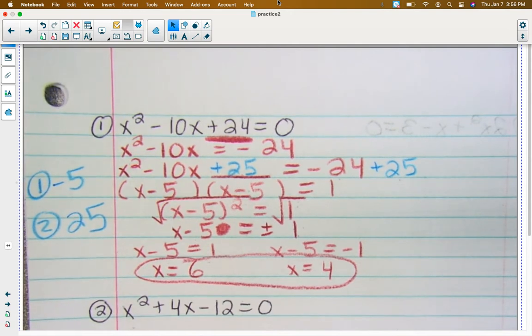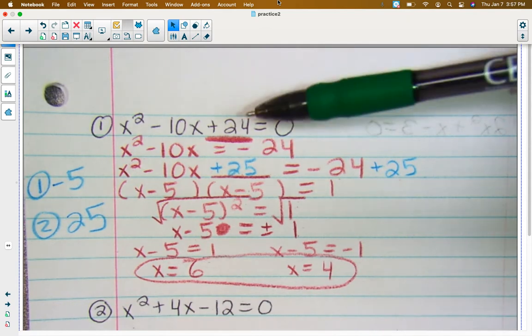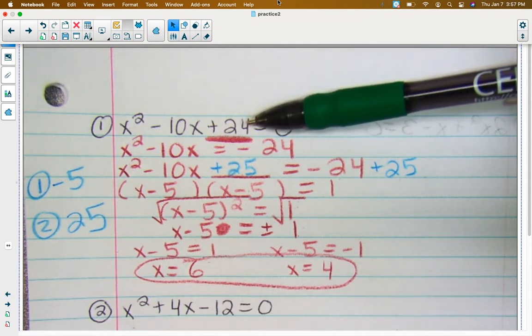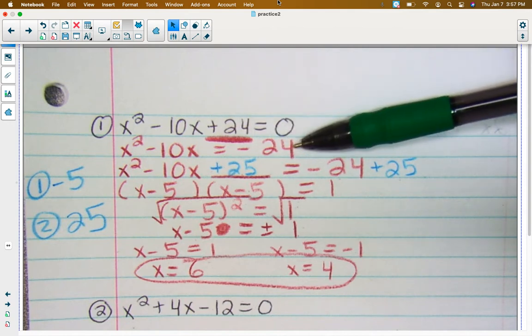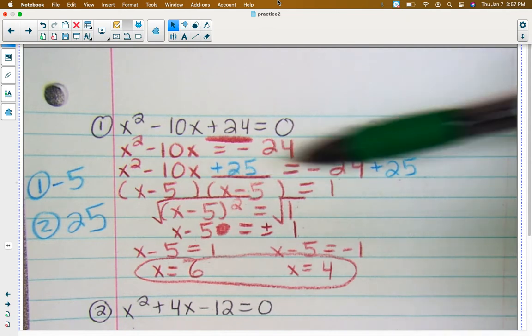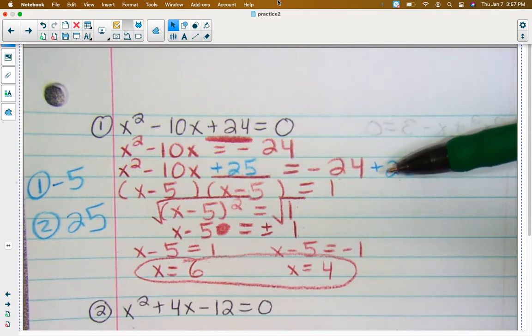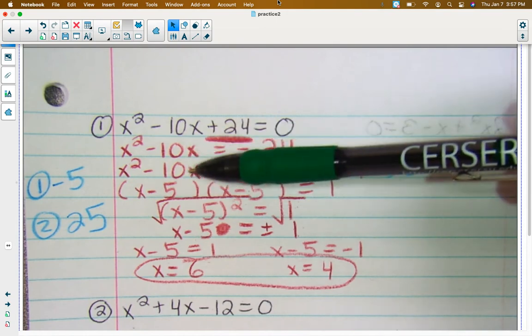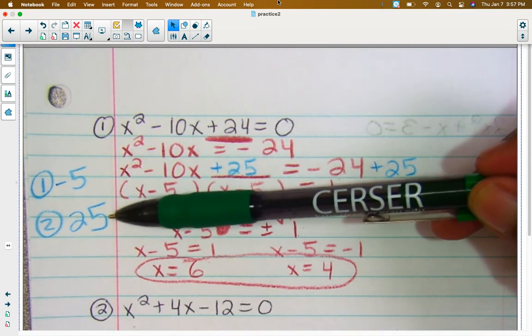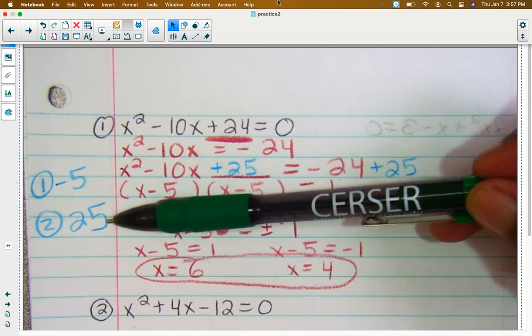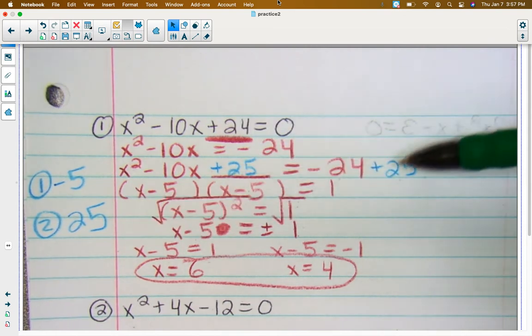Now let me go back and recap this problem, and add some words to it. This 24 was not a perfect square number, so we had to move it over to the other side. This plus 24, I moved it over. We subtracted 24 from both sides because that's the opposite. The stuff in the blue is the new piece, the completing the square part. Take half of the middle number. Half of negative 10 is negative 5, squared. Negative 5 times negative 5 is 25. We added 25 to both sides.